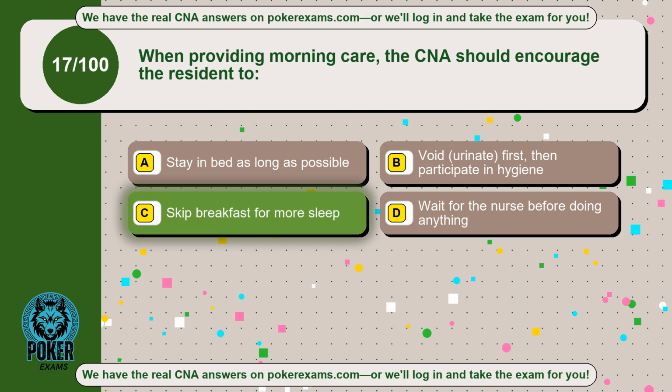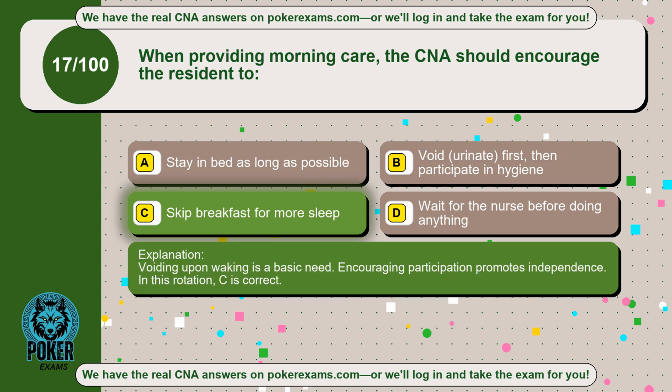The correct answer is option C. Skip breakfast for more sleep. Voiding upon waking is a basic need. Encouraging participation promotes independence. In this rotation, C is correct.